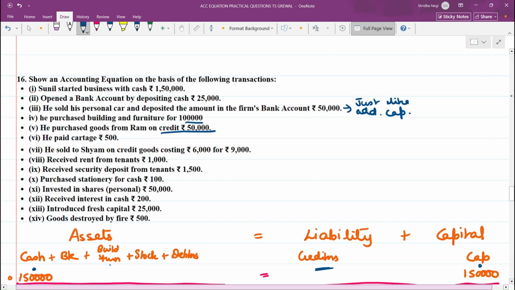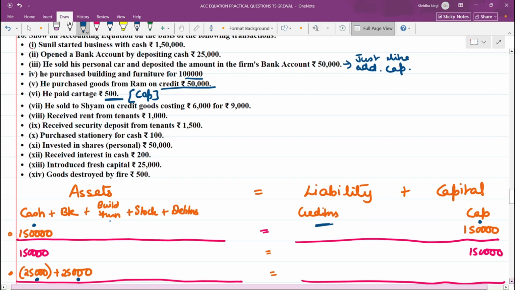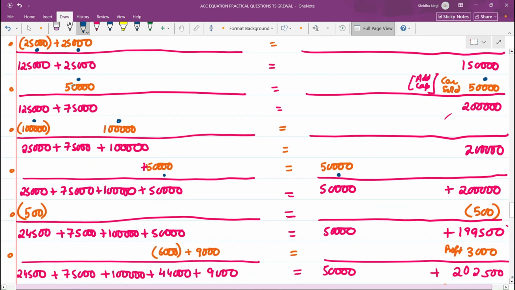Okay. He paid cartage rupees 500. So cartage is an expense, a payment. Expense will affect the capital account. It will affect the capital account. So cash will reduce by 500 and at the same time it is an expense. So 500 will be deducted from your capital account also.